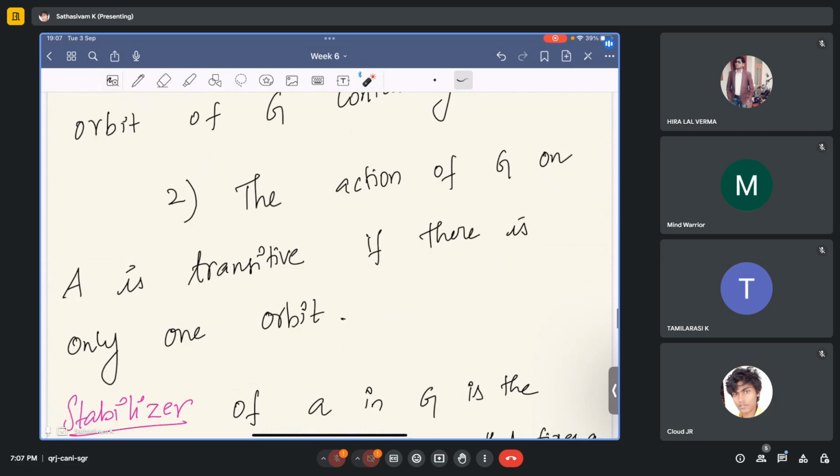So in the special case when there is only one orbit, such actions are called transitive actions.